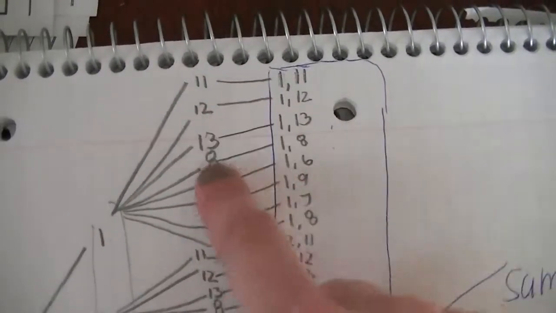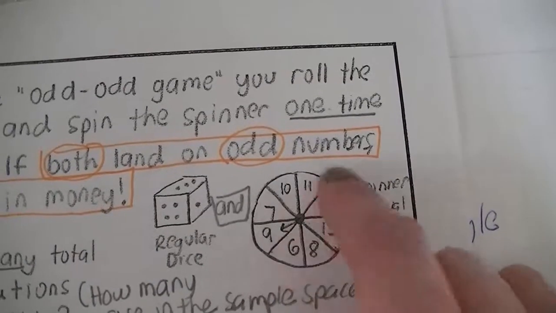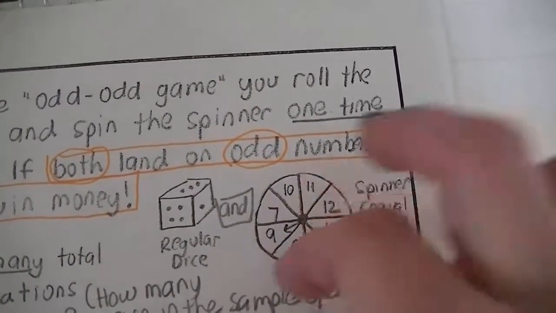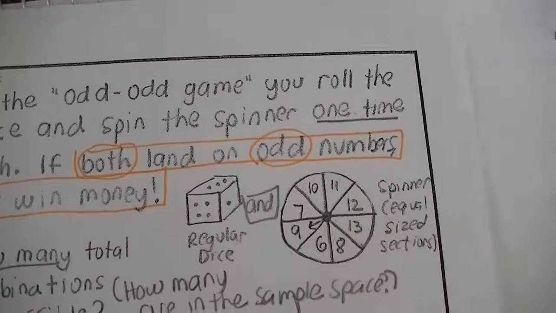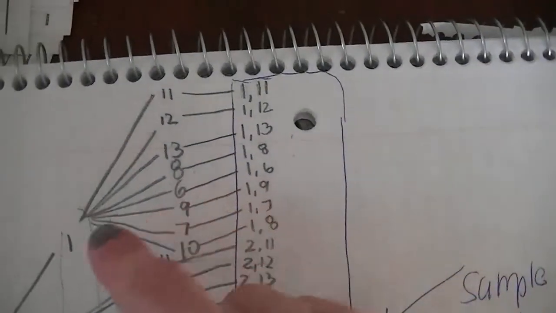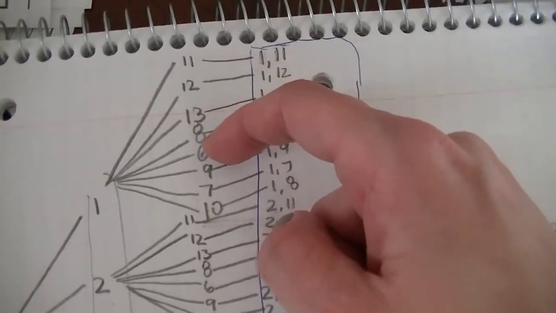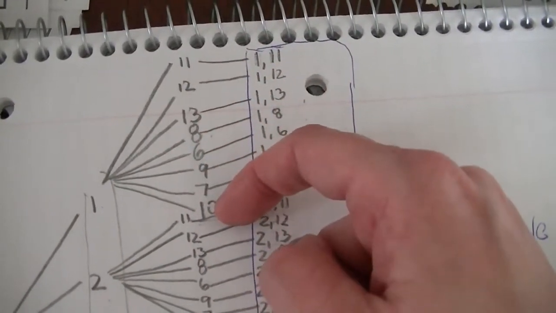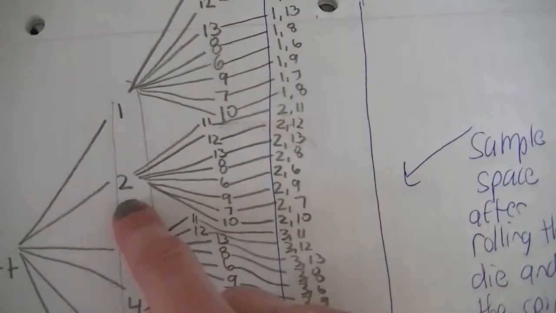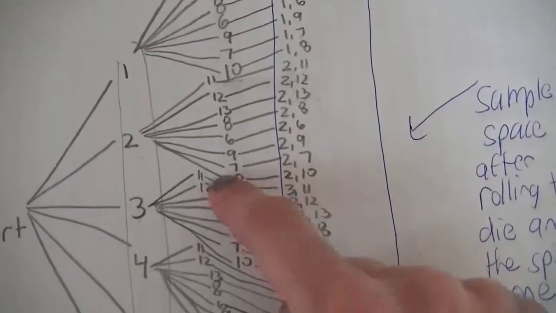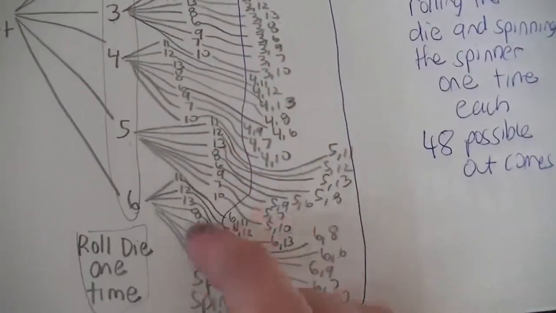And if you're like, where did these numbers come from? They came right from this board right here, or this spinner. Okay? It's not your traditional 1 through 8. It's like mixed up numbers, okay? But they're equal size sections. So if you land on a 1 on the die, you can land on 11, 12, 13, 8, 6, 9, 7, or 10 on the spinner. If you land on a 2 first on the die, you can land on these possibilities on the spinner. You know, the same possibilities, okay?